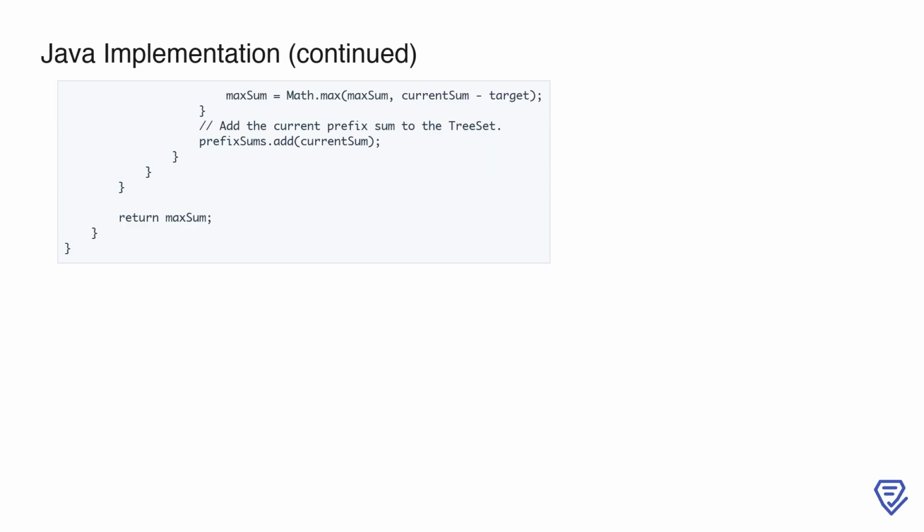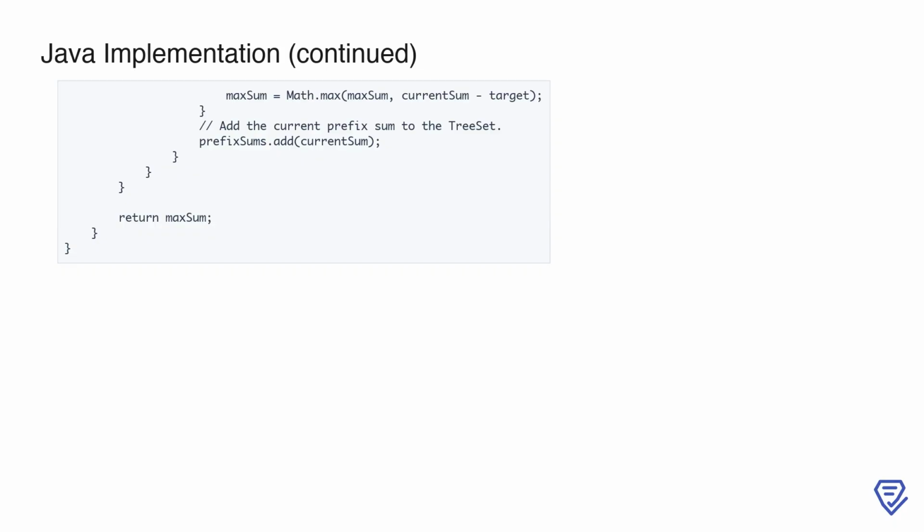For each cumulative sum, we use the tree set to check if there exists a prefix sum such that the difference between the current sum and this prefix is less than or equal to k. This is done using the ceiling method, which finds the smallest prefix sum in the tree set that is greater than or equal to current sum - k. If such a prefix is found, we calculate the sum of the subarray as current sum - target and update max sum with the maximum value between its current value and this new subarray sum.